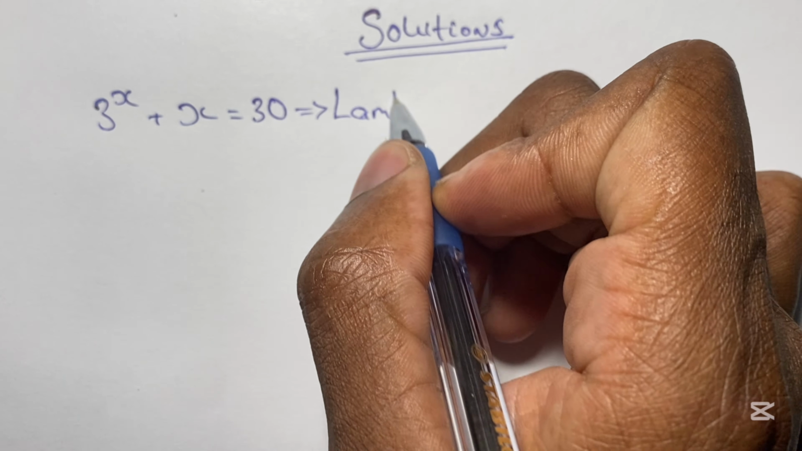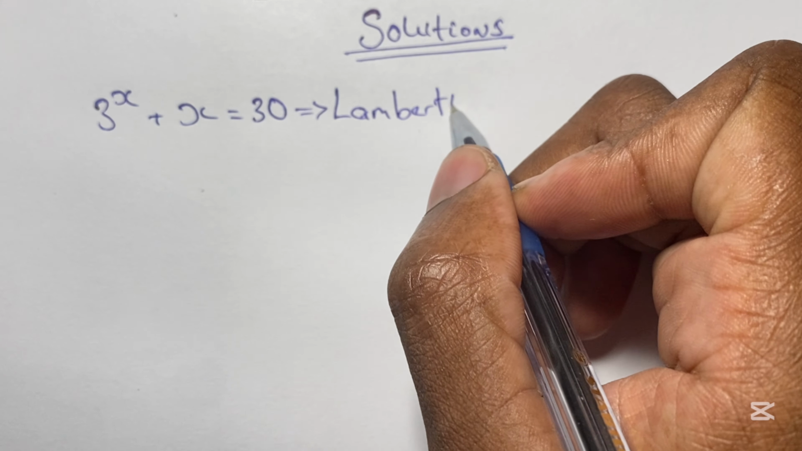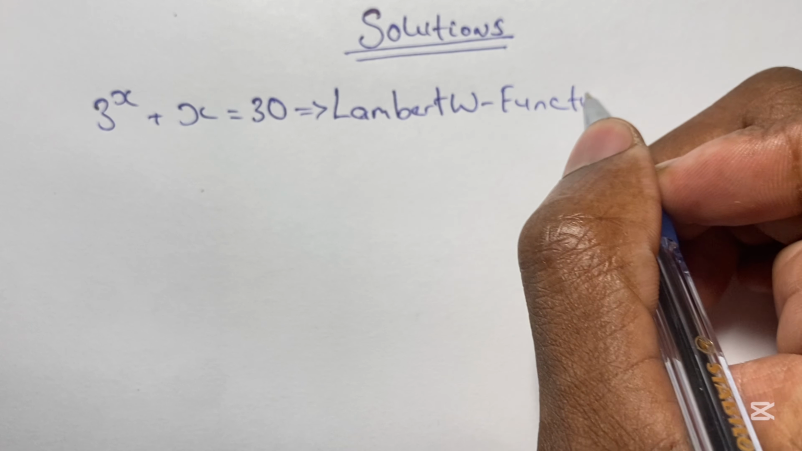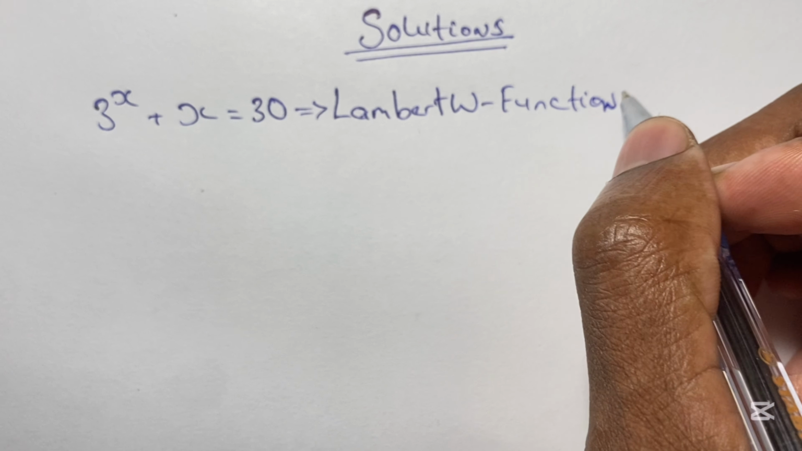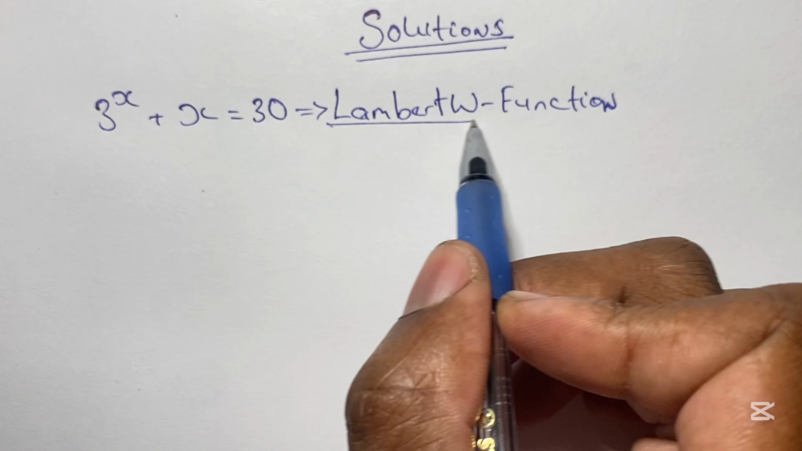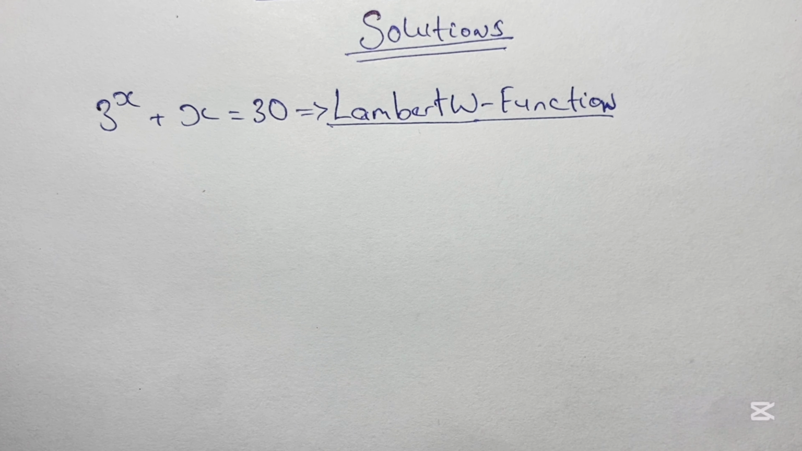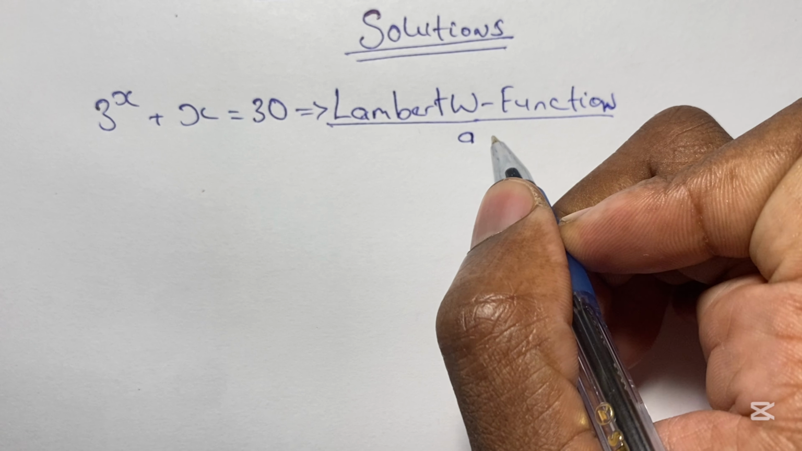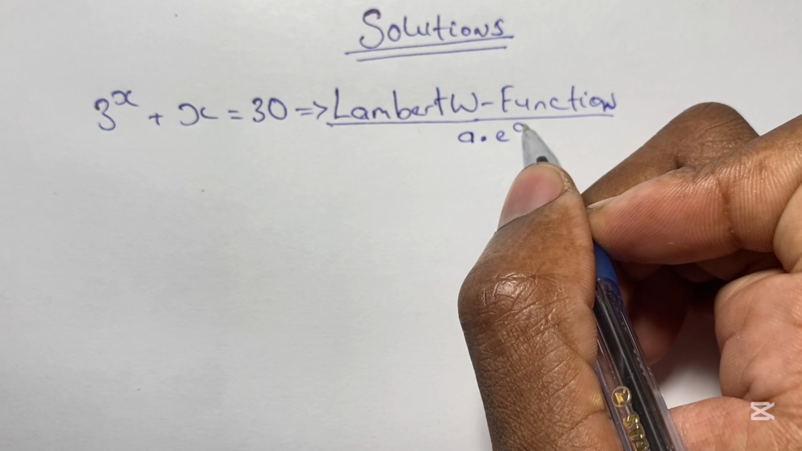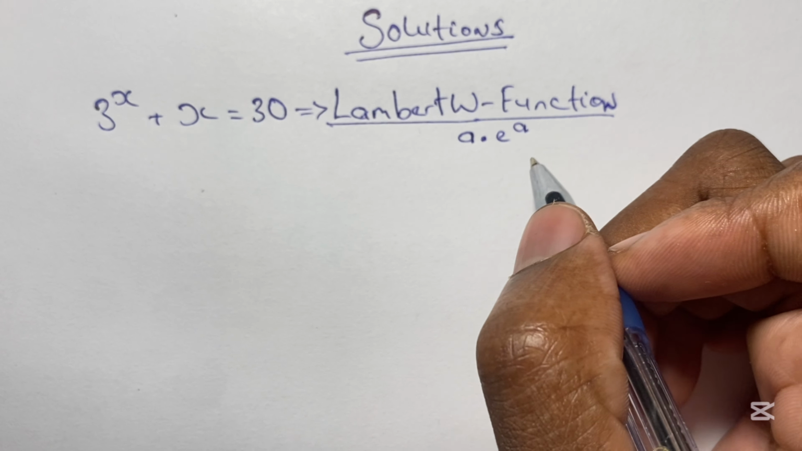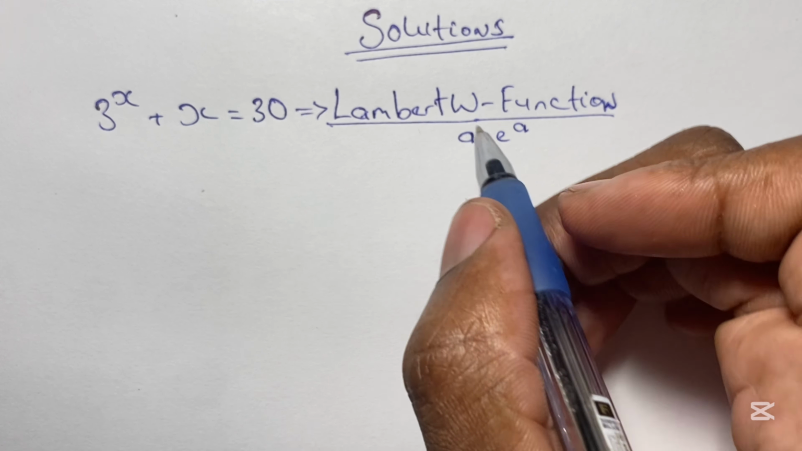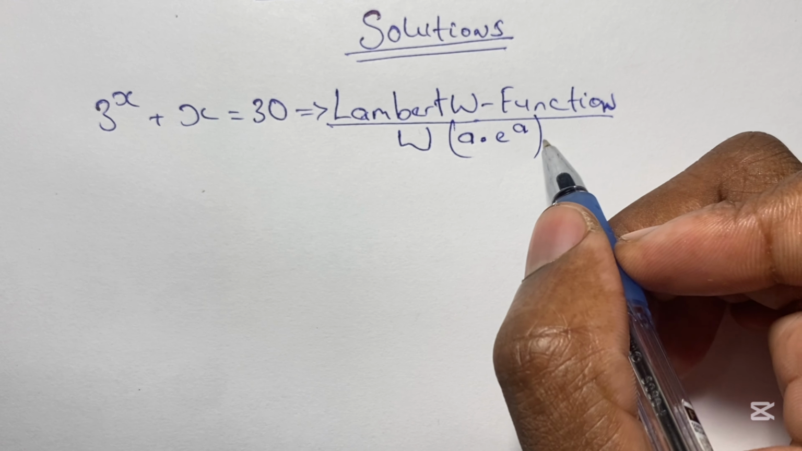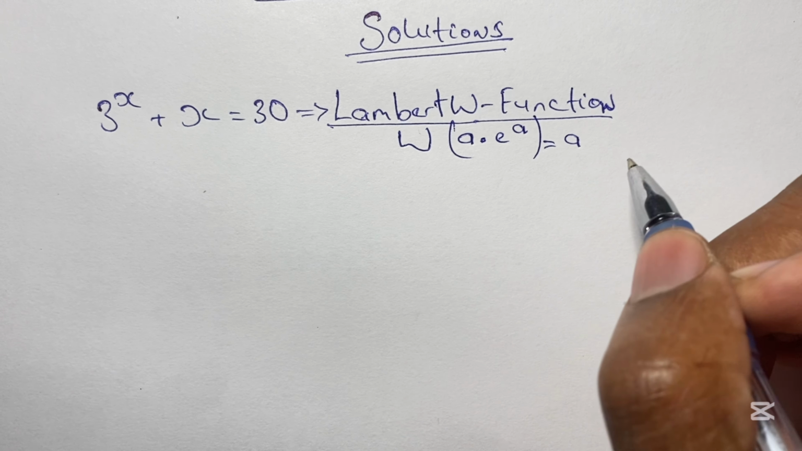Now, our solution for this equation will come in the form of using the Lambert-W function, which is also known as the product log function. Now, you might be wondering, what is the Lambert-W function? This is a unique function that helps us to solve equations where the variable is in the exponent and also in the base. And this function operates where we have a times e to the power of a, where if we apply a W function to this, the result outputs a.